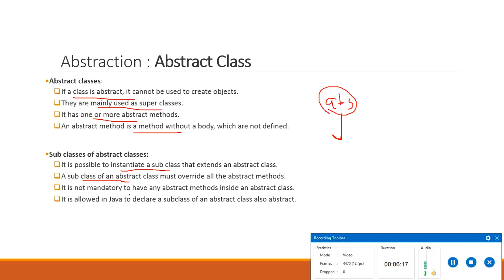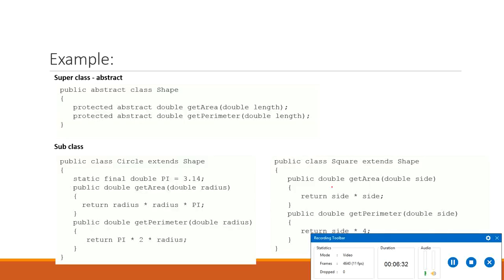It is not mandatory to have any abstract method inside the abstract class. It is allowed in Java to declare a subclass of the abstract class also abstract. So, a subclass of the abstract class can also be abstract.